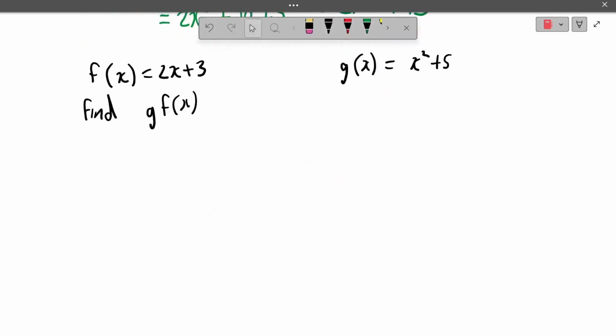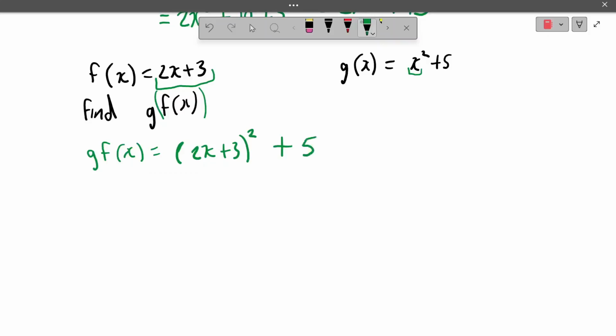So this next one's basically the same, but I'm going to do it the other way around. So this time it's g f of x. So what we're doing is we're going to plug the f of x function into place of our x here. So our g f of x is in brackets 2x plus 3, squared, plus 5.